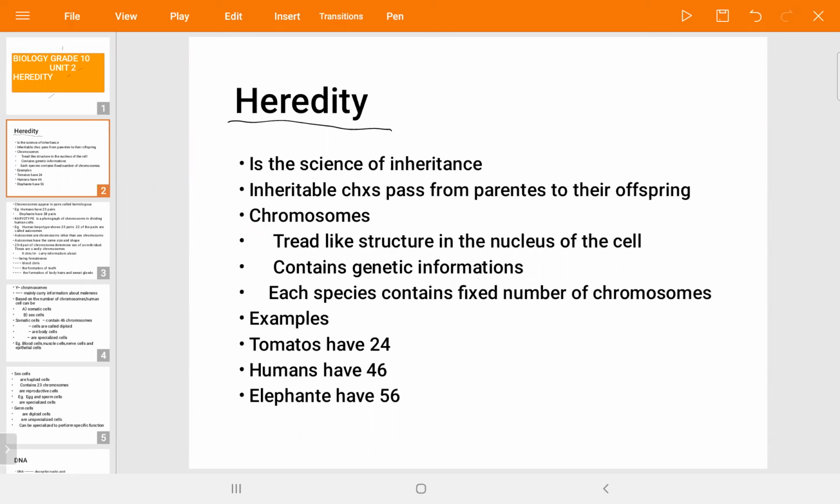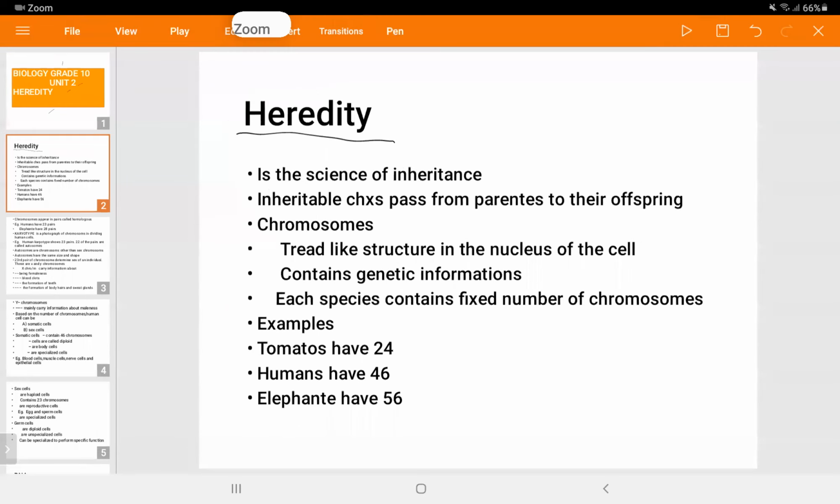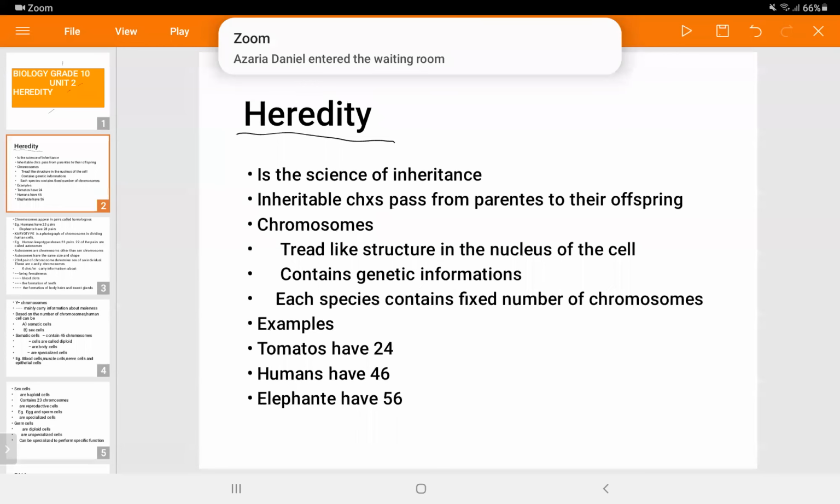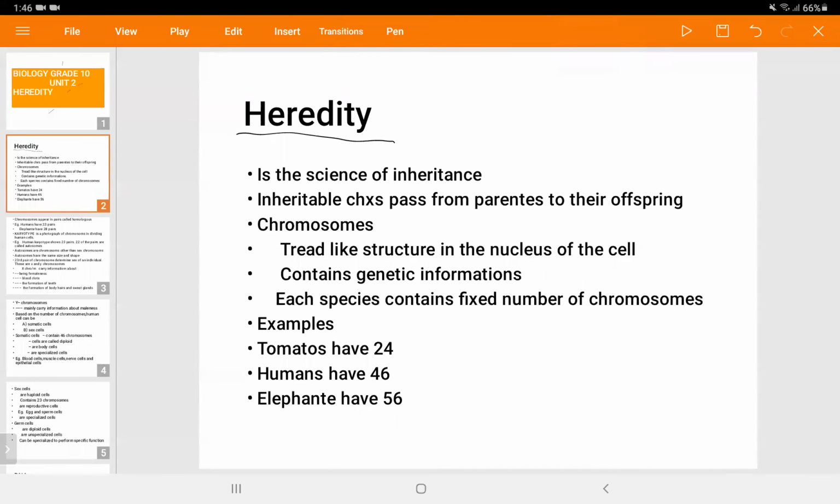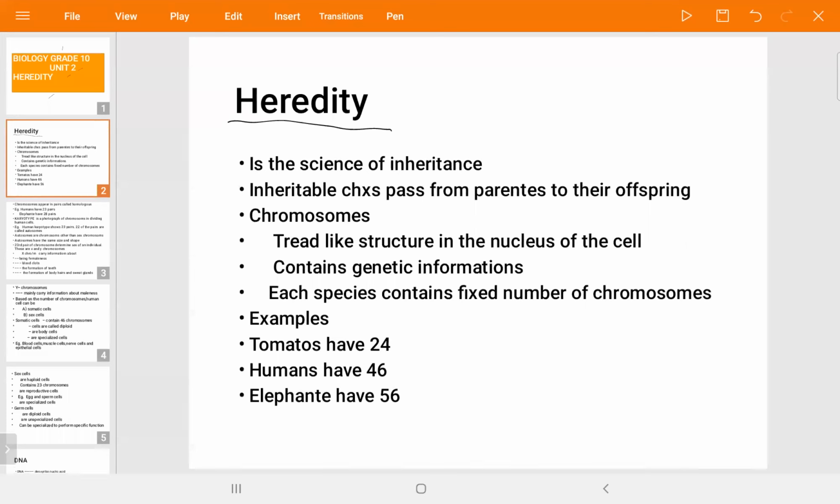Each species of organism contains a fixed number of chromosomes. Every organism has its own number of chromosomes. Example, tomato has 24 chromosomes. Humans have 46 chromosomes. Elephant has 56 chromosomes. Okay. Each species contains a fixed number of chromosomes.